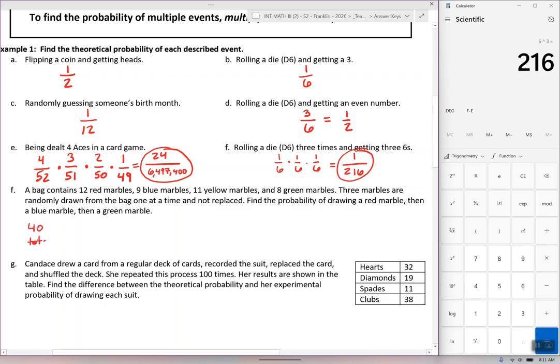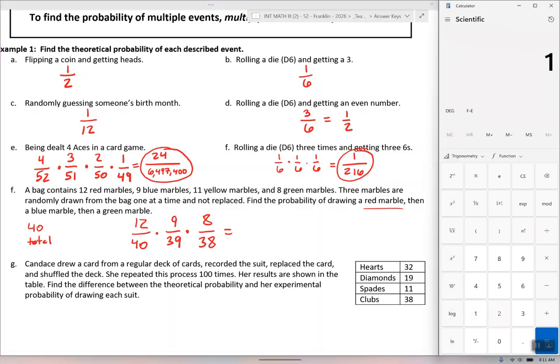Now, I'm going to first draw a red marble. There are 12 red marbles, so that's 12 out of 40. But now I've drawn a red marble and I'm not replacing it. So now I want to draw a blue marble. There are 9 blue marbles, but there's only 39 marbles left in the bag. Next, I want to draw a green marble. There's 8, but there's only 38 marbles left in the bag. So my overall probability here, 12 times 9 times 8, I get 864.